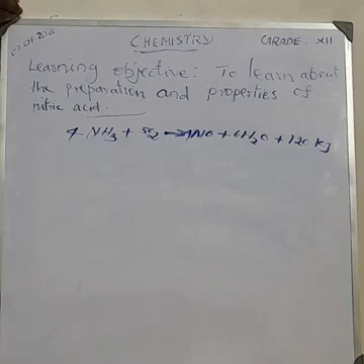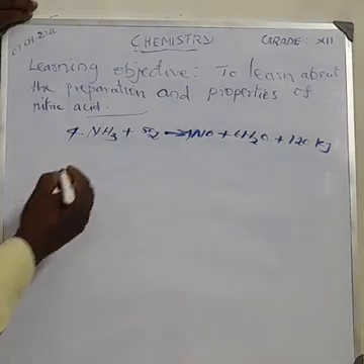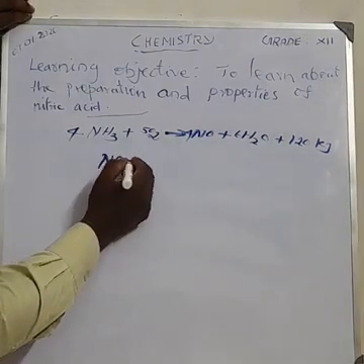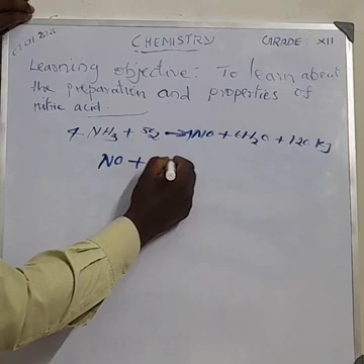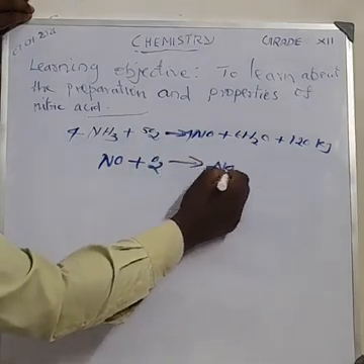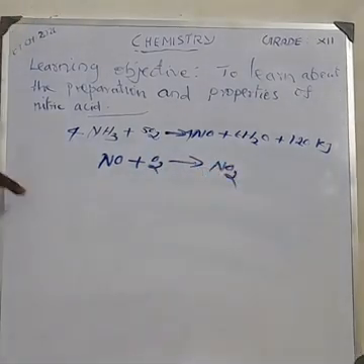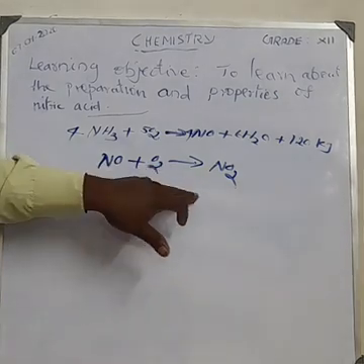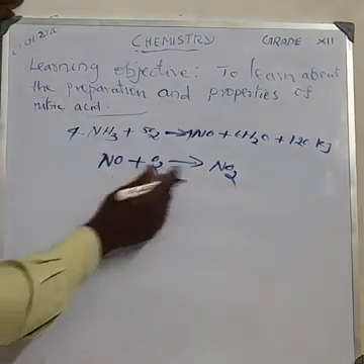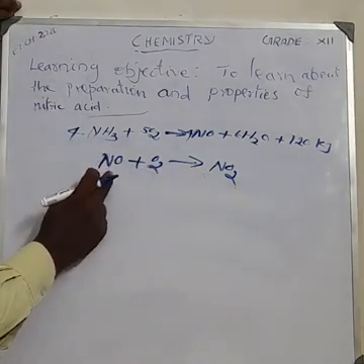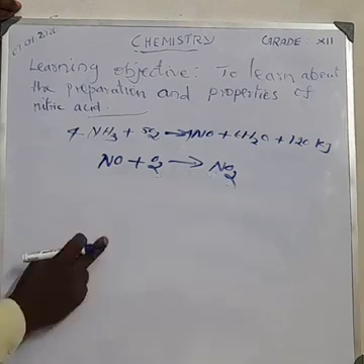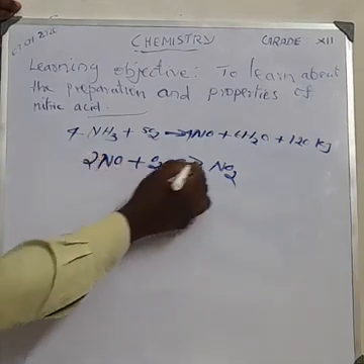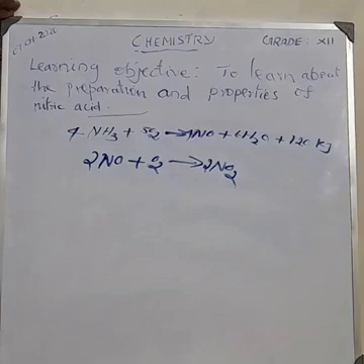Next, nitrogen monoxide, that is NO, on oxidation with O2 gives NO2. Clear? Nitrogen monoxide is converted to nitrogen dioxide by the reaction between nitrogen monoxide and oxygen, we get NO2. How can you balance the equation? Make it 2 here and also make it 2 here. Now the equation is balanced.